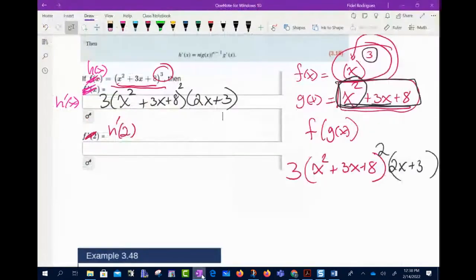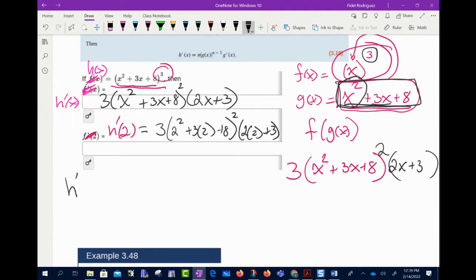Okay, so let me go ahead and go back. Now, look at the next part, y'all. We're going to find h prime at 2. So what does that mean we're going to do? Everywhere we have an x, we're going to plug in a 2. Okay, let's do it. So 3, and then 2 squared, plus 3 times 2, plus 8. All of that's being squared, times 2 times 2, plus 3. Okay, so we just got to do a little algebra here, y'all. A little evaluating.